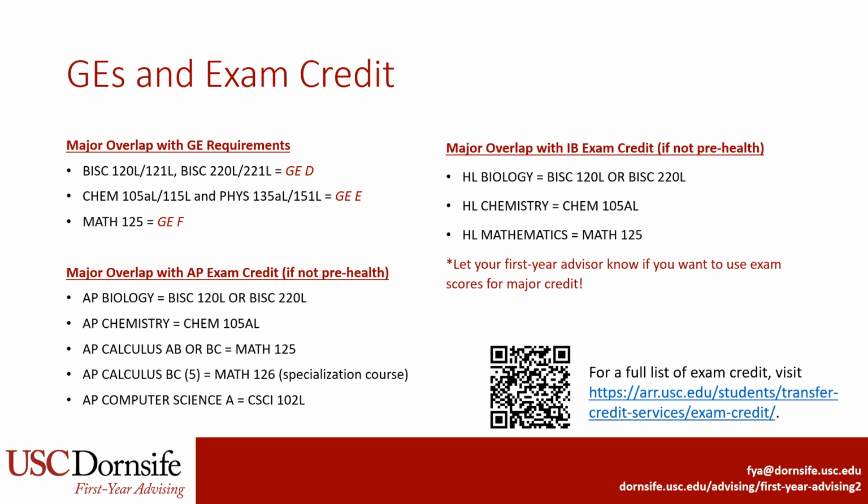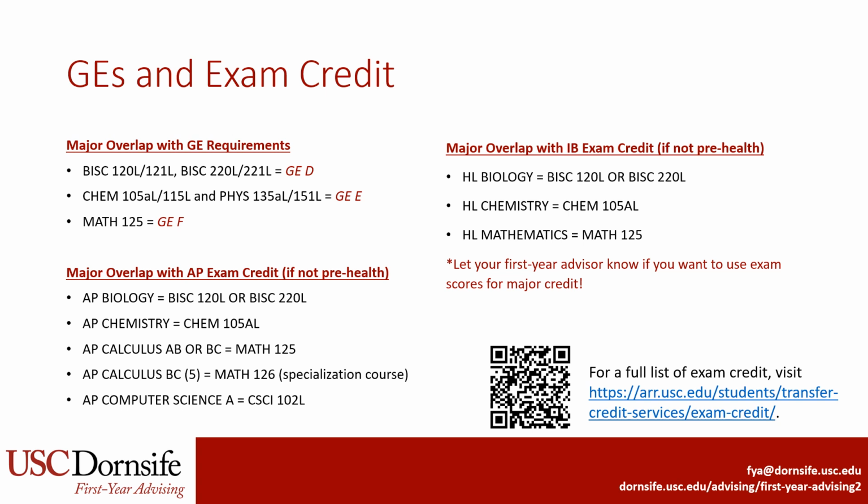For the QBio major, a 4 or 5 on AP Biology can be used to satisfy either BISC 120 or BISC 220. Most students will use it for BISC 120, but we recommend looking at the syllabi for both classes to see which one is more similar to the content of your AP class. A 4 or 5 on AP Chem can give credit for Chem 105A.